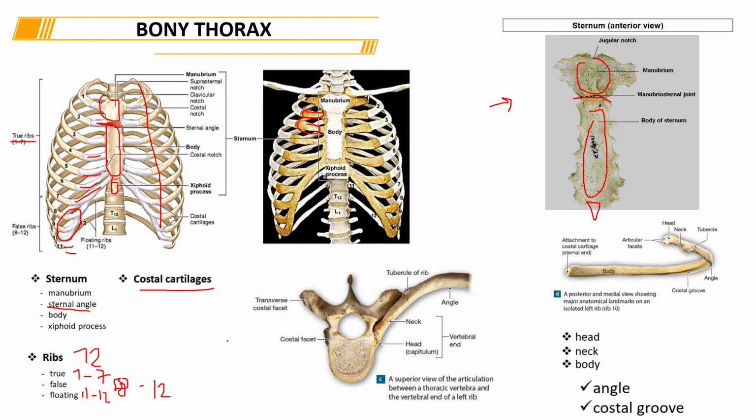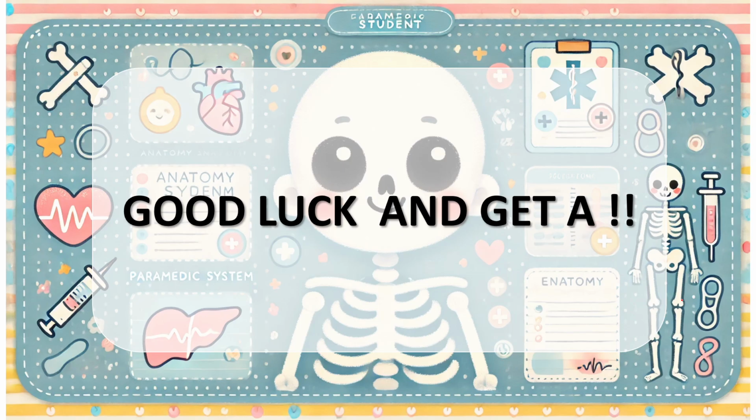And if we look at the ribs, they are composed of mainly 3 parts: the head, the neck, and the body. If you look inside the rib, you will see a line that is depressed downward. This line is called the costal groove. It is the groove where your vessels and nerve run. Okay, so good luck and get A.